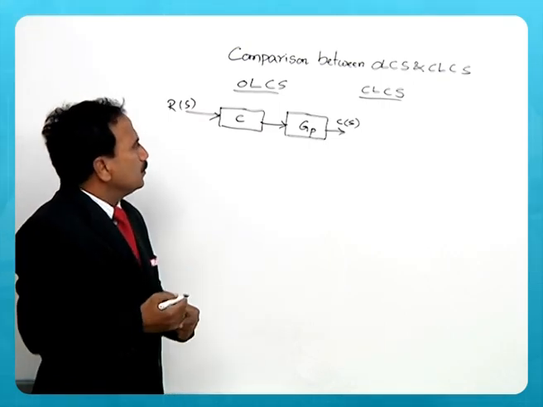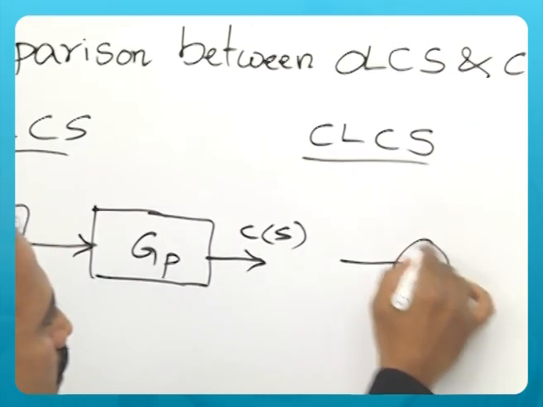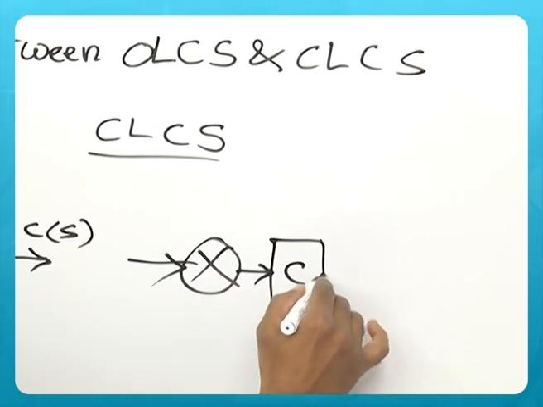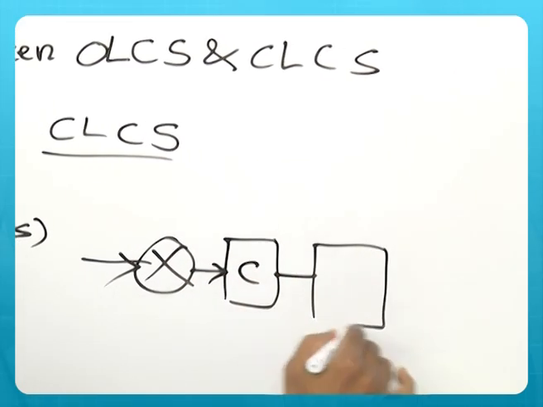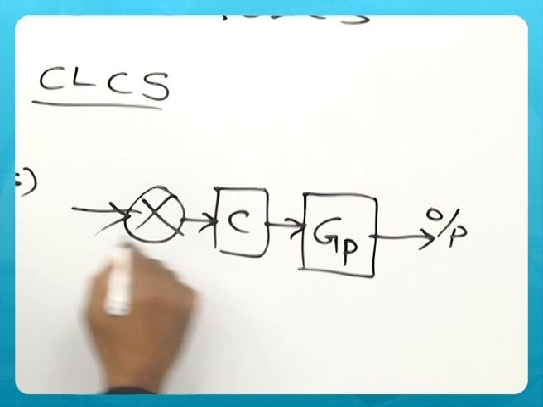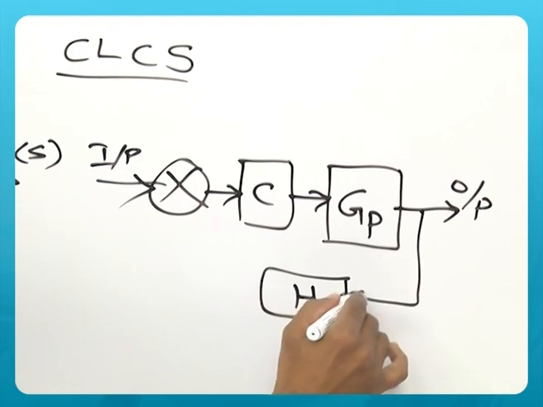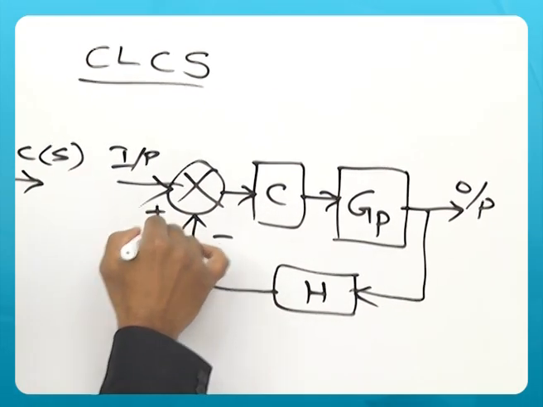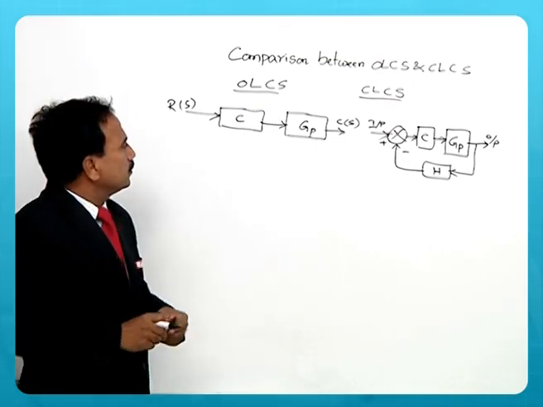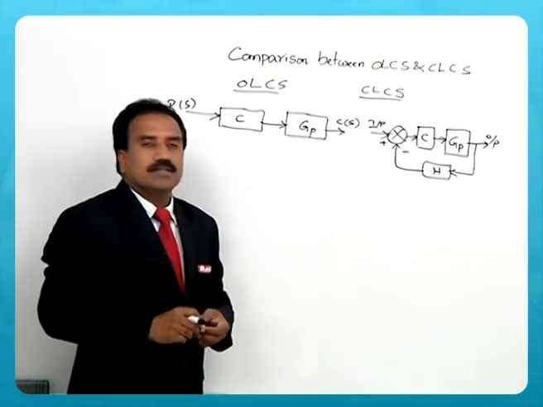And in the case of closed loop control system, in addition to this, there is an error detector, then controller, then plant to get output, and there is a feedback. When you compare these two figures, you can find additionally there is an error detector and feedback network.